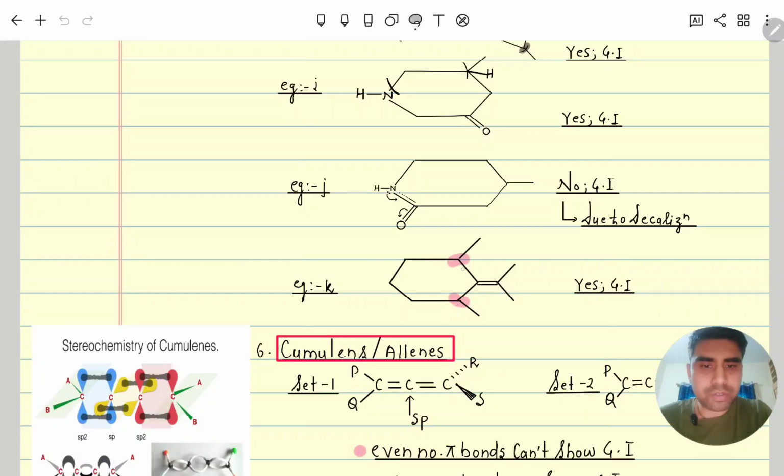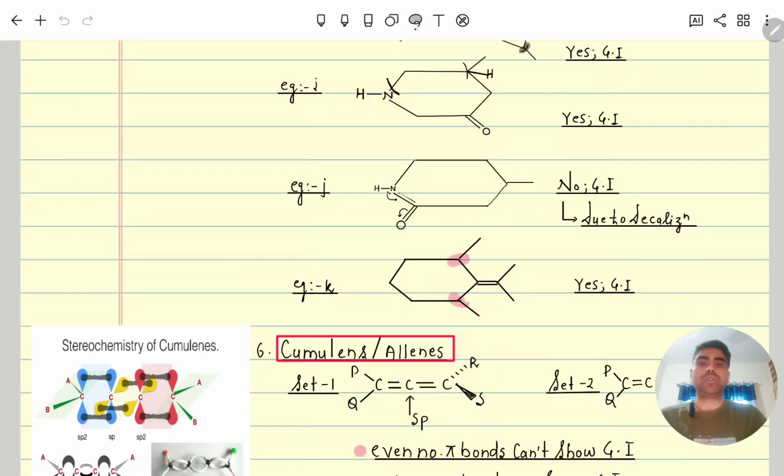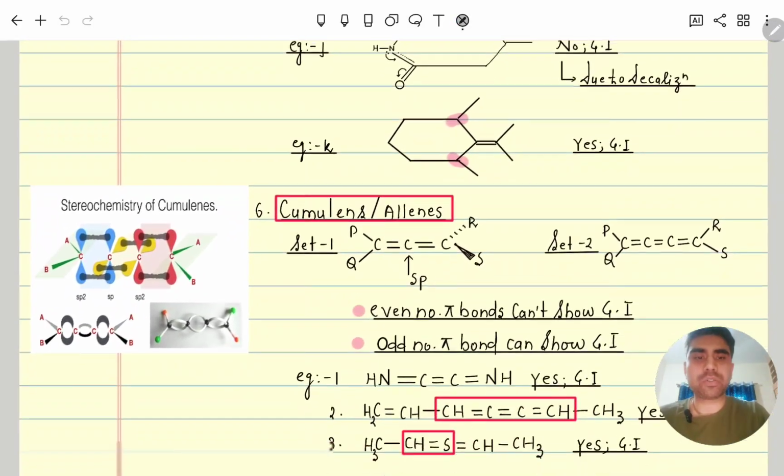Now here in this, again this alkene system will not show GI because here this is same. So with respect to this restricted rotation, in this cycloalkane, with respect to this, here methyl and this system is there, and here also methyl and this system is there. Or we can say that here it is methyl along with hydrogen, here also methyl along with hydrogen. So yes, GI.